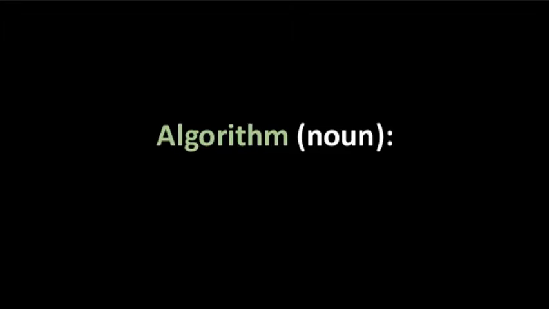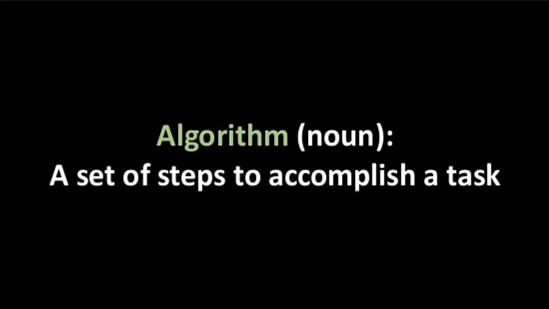Algorithm is a noun. If we talk about what kind of part of speech it is, it's a noun, and algorithm means a set of steps to accomplish a task. So simply it's a process to do a task. That process would include some steps.